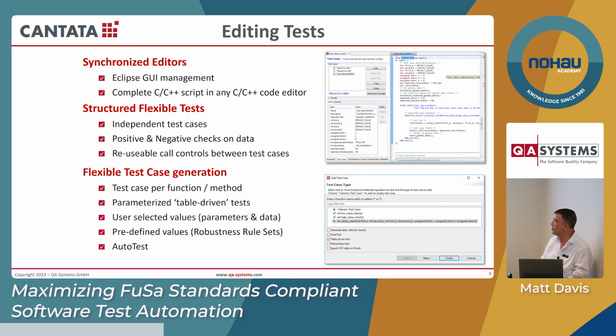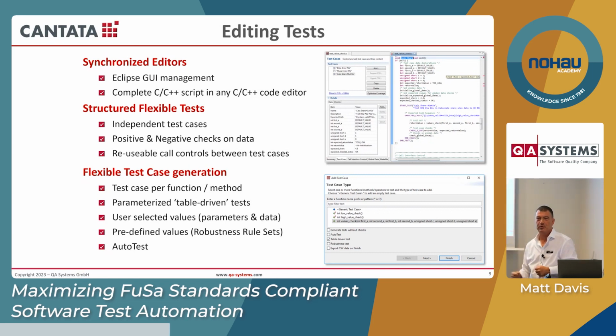Reusable calls between controls, and the test case generation styles allow you to choose a single function, a single method, a whole class, choose test cases as you go, test cases on objects for object-oriented type of testing, parameterized tests, so you can have the same test case with lots of different data values running through in different loops. User-defined, predefined values are available as well, and a special technology called AutoTest, which generates all the test cases for you to exercise all the code. I'll come to that in a bit more.